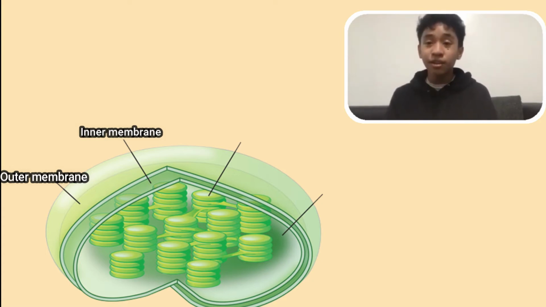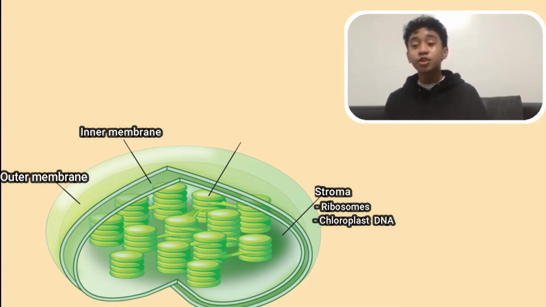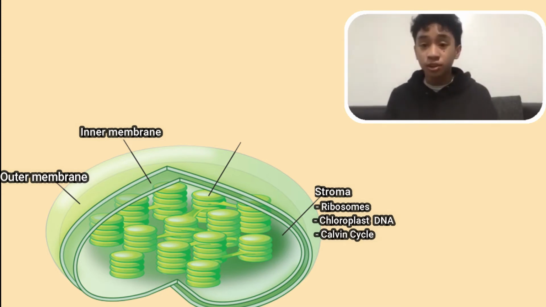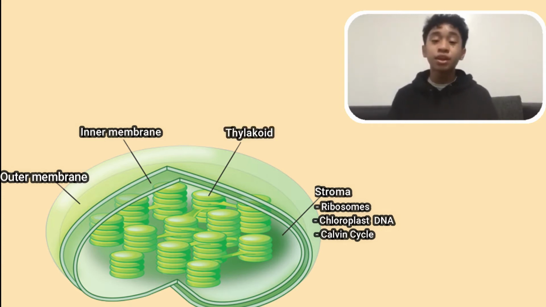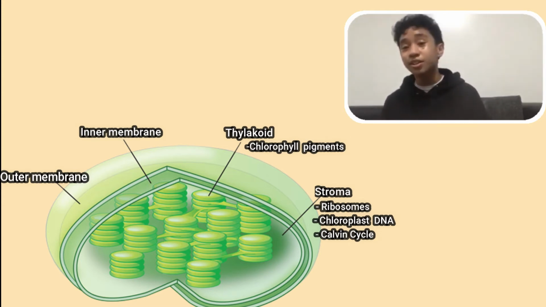Inside the inner membrane, there is an aqueous fluid called the stroma. In the stroma, you can find ribosomes and chloroplast DNA. This stroma is where the Calvin cycle occurs, which is the second step in photosynthesis that produces glucose. Suspended in the stroma is the thylakoid system. This system consists of membranous sacs called thylakoids. Chlorophyll pigments are found in the membrane of the thylakoids and give the chloroplast its green color.